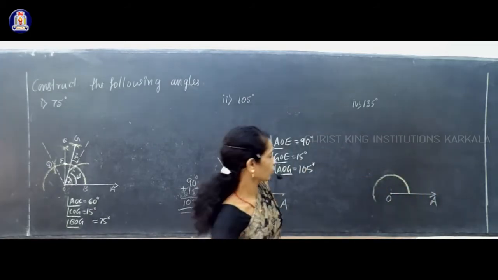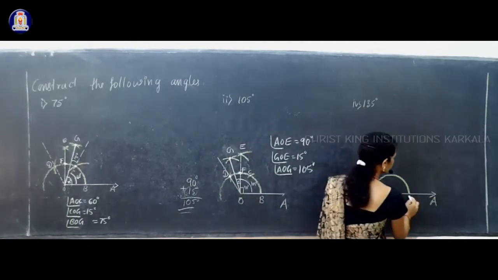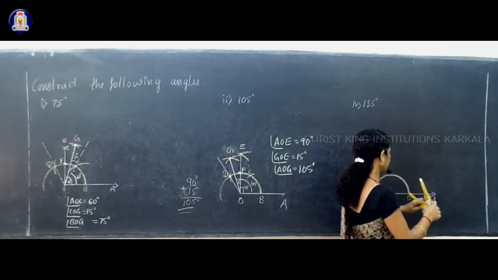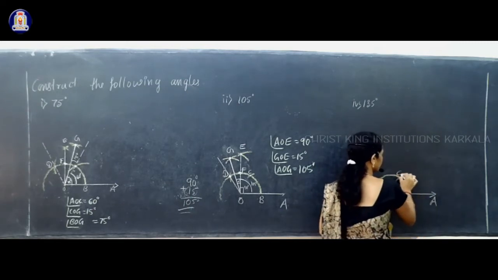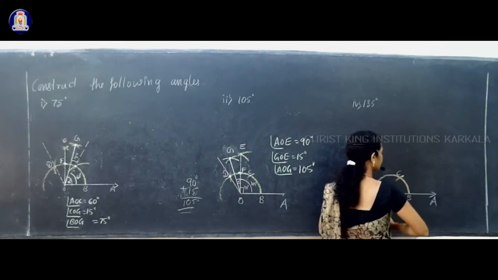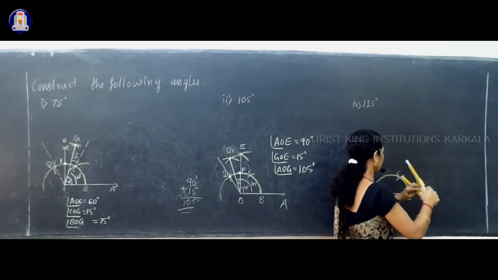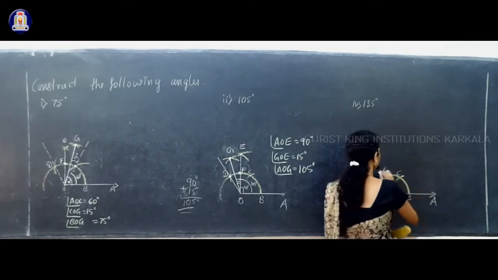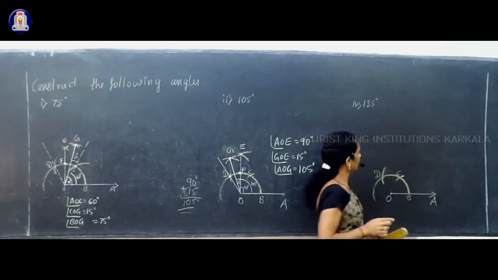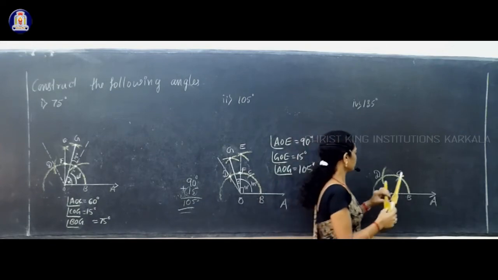Starting from the point of that semicircle on the line OA, take that as B. Now keep it B and cut that semicircle by an arc, and take the point of intersection of the semicircle and arc as C. Now keep it C and cut the semicircle by one more arc and take that as a point D.